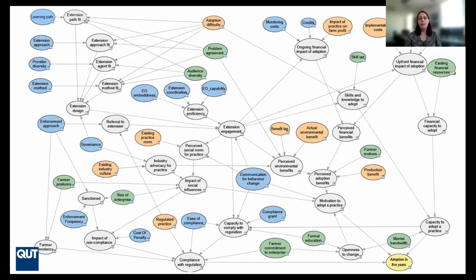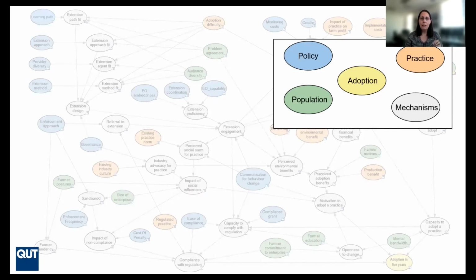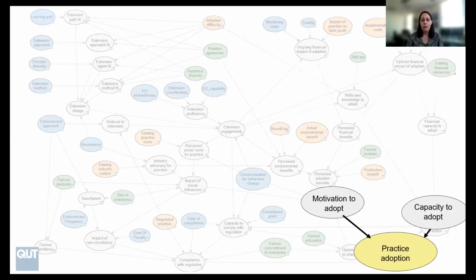So this is the Bayesian network they came up with, which looks terribly complicated and scary at first sight, and that's because it sort of is. But basically what it does is it looks at the characteristics of different policies, different populations, different practices, and the mechanisms behind it, and whether or not they're going to change farm adoption. The crux of it is that practice adoption is based on whether a farmer wants to adopt and whether they can adopt.